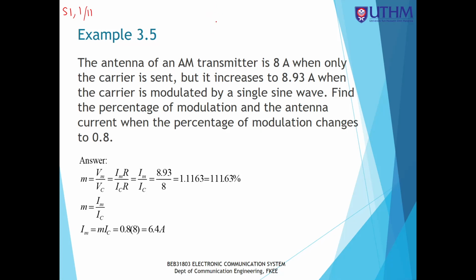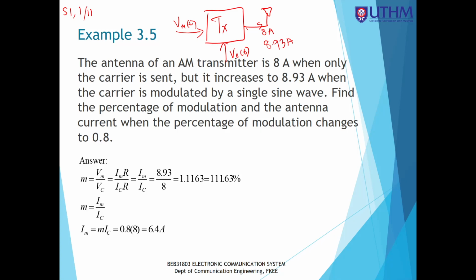So imagine a transmitter system. The transmitter receives the carrier. When there is no input message, only the carrier is sent, so the current to the antenna is 8 ampere. And when there is an input over here, the current increases to become 8.93 ampere.